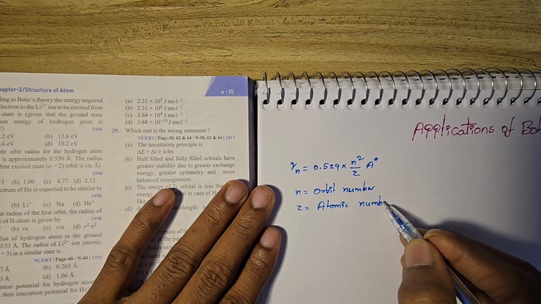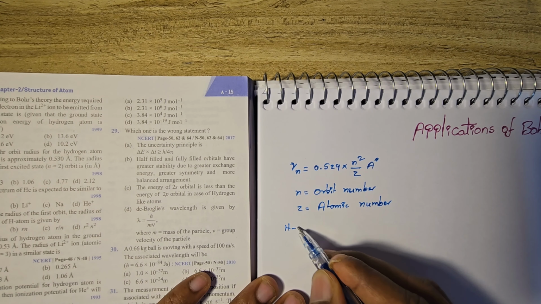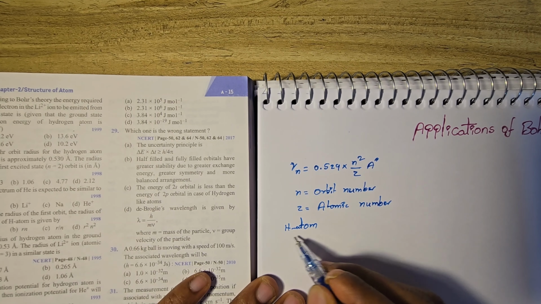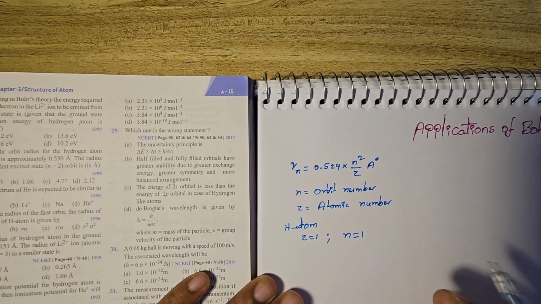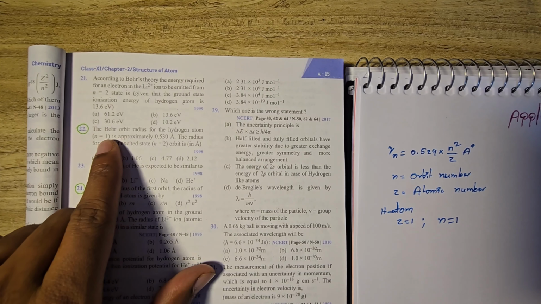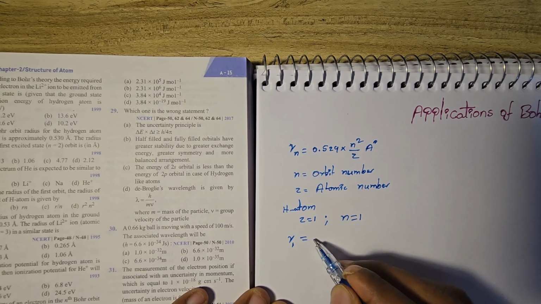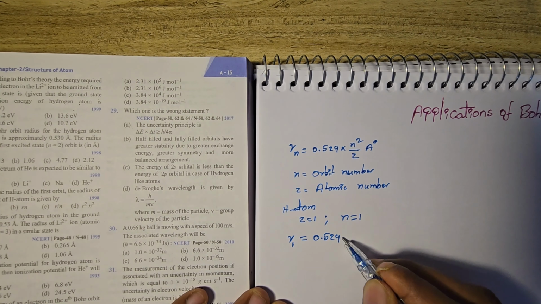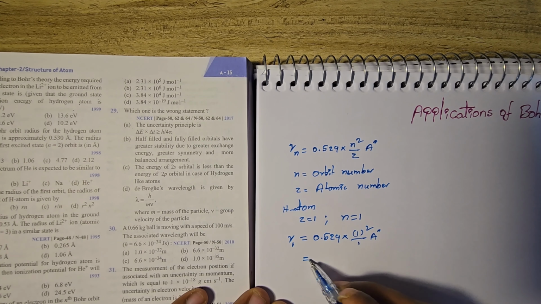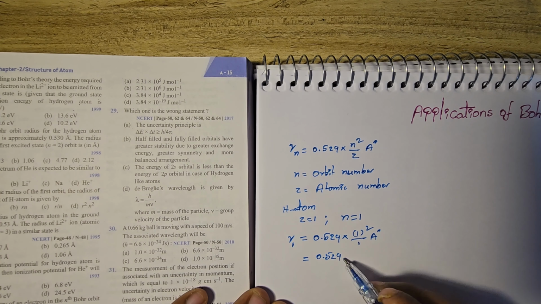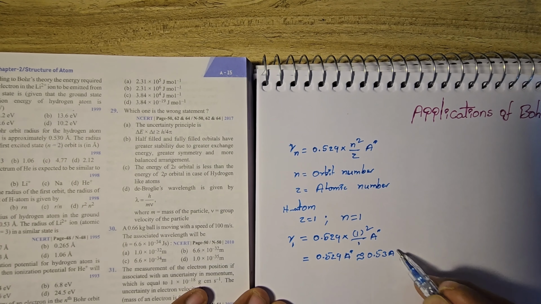What is the radius of the first Bohr orbit of the hydrogen atom? Hydrogen atom atomic number is 1. And orbit number, what did they mention in the question? N is equal to 1. So radius of the first Bohr orbit formula: 0.529 into 1 square by 1 angstroms, 0.529 angstroms. This is almost equal to 0.53 angstroms.